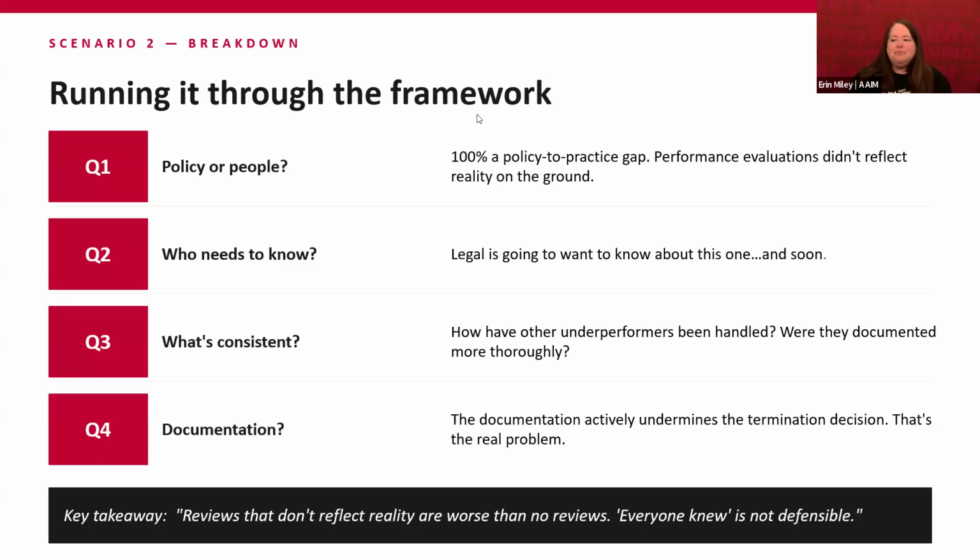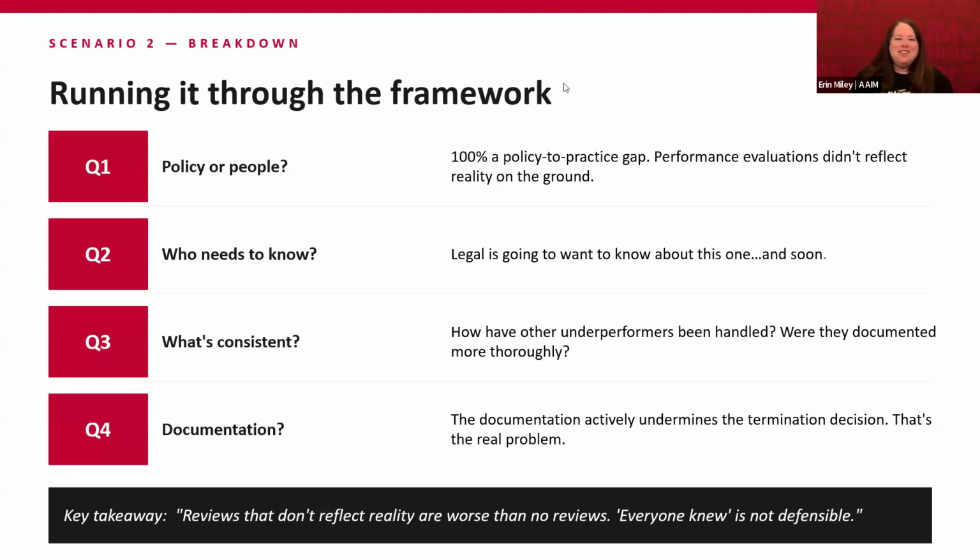What's consistent? How have other underperformers been handled? If other employees received honest ratings and went through a PIP, a performance improvement plan process, and this employee didn't, that inconsistency is exploitable and not legally defendable. So you want to fix that and address that.